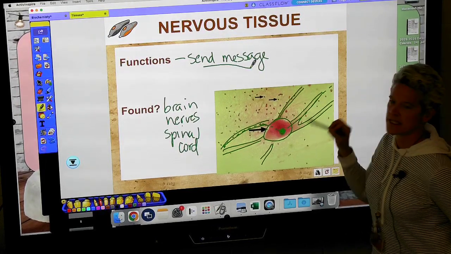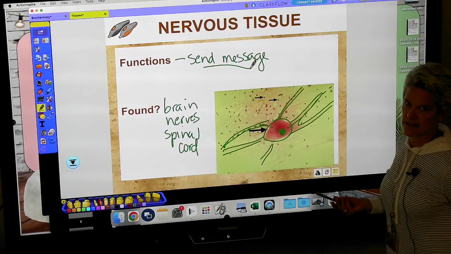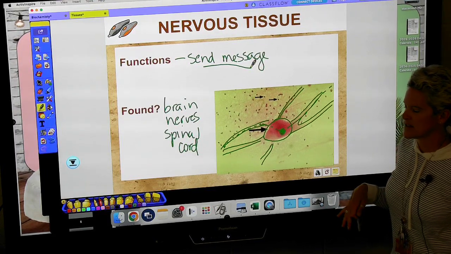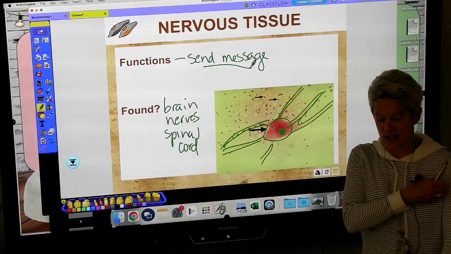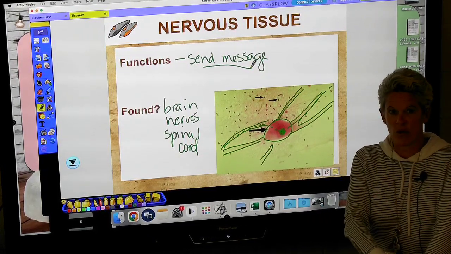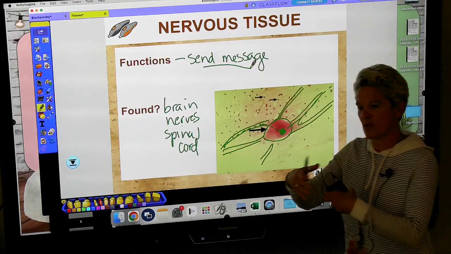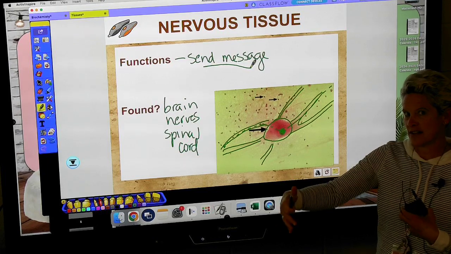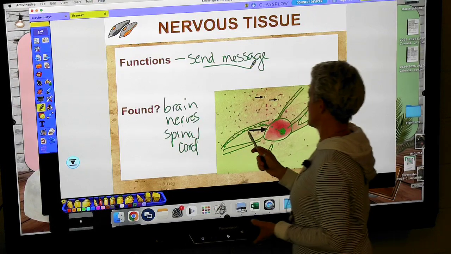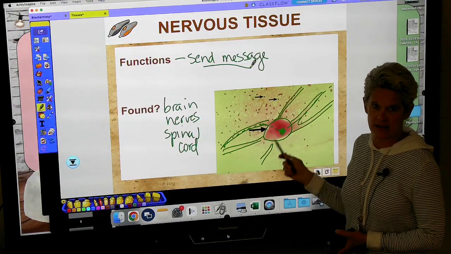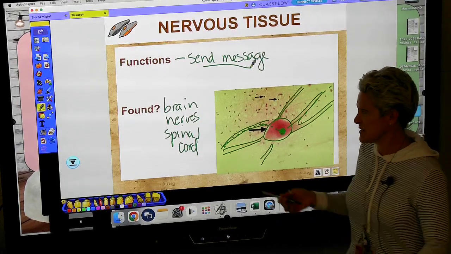So this ability to send a message is because of these extensions off of the cell that allow it to do that. The extensions are called axons and dendrites. We don't have to worry about that right now. You can just call them extensions, and that's fine. Some of the extensions in the body, like a nerve cell here, go the whole way down the arm to send messages quickly. If there are more cells, there's more to go through, but if there's one big long extension, you just have to send it along that one. So basically that's it. There's only one type of nervous tissue, and it looks like this big blob. That's the only one you have to identify. There's not multiple types like the other ones that we've done.